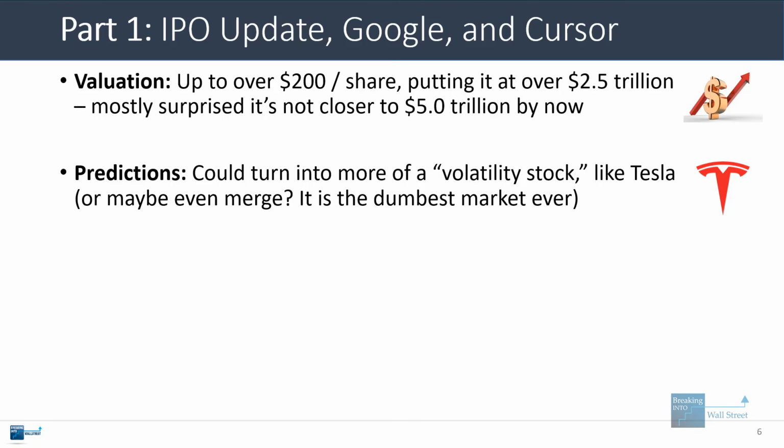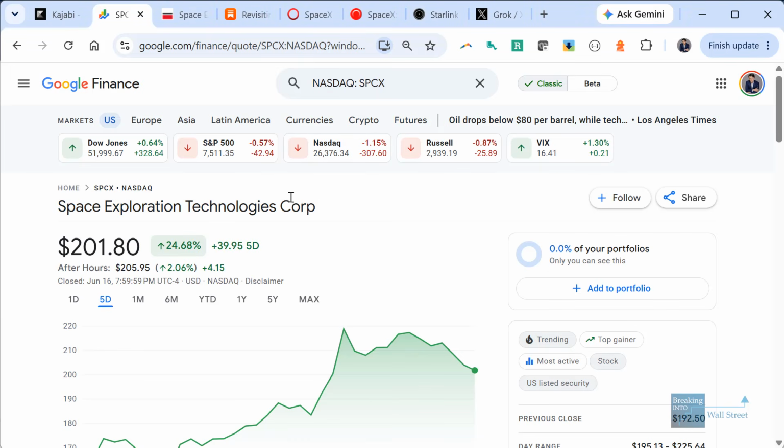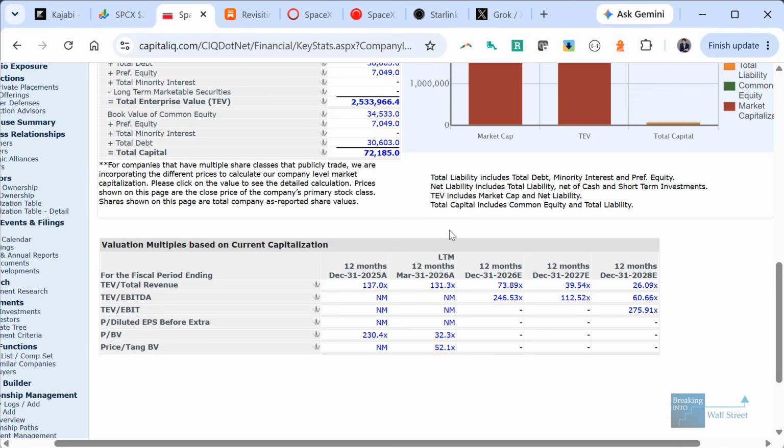In terms of the valuation metrics, I think the stock chart and also just some quick metrics from Capital IQ really tell the picture. At this point, SpaceX is trading at over 131 times its trailing revenue, and even on a forward basis, over 74 times forward revenue, around 40 times 2-year forward revenue. Needless to say, these metrics are ridiculous, and so the company is even more ridiculously overvalued right now.